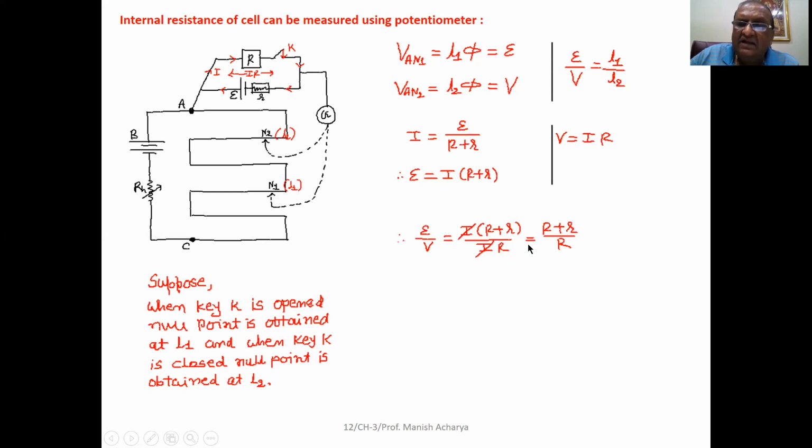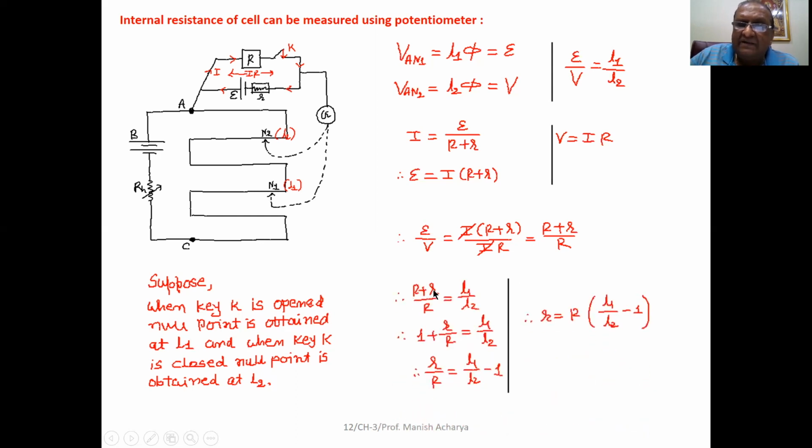So I cancels. That is equal to (R plus r) upon R, and we can write this (R plus r) upon R equal to L1 upon L2. Now R by R is 1, so 1 plus small r upon capital R equals L1 upon L2. Take this 1 on the right hand side. So small r upon capital R is equal to L1 by L2 minus 1. Then take this capital R on the right hand side. So we will get small r equal to capital R into (L1 upon L2 minus 1).